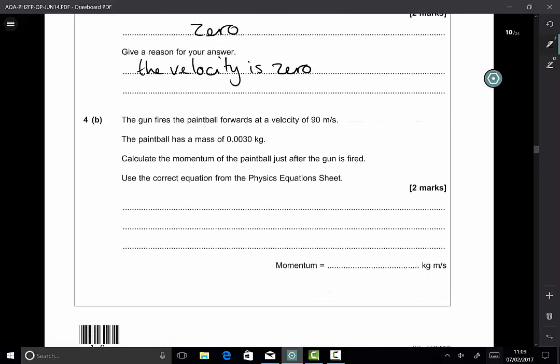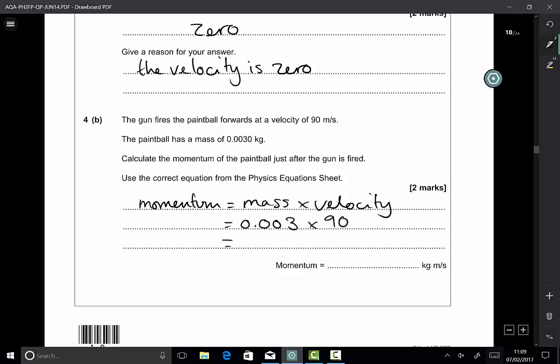Okay, the gun fires the paintball forwards at a velocity of 90 meters per second and the paintball has a mass of 0.003 kilograms. Calculate the momentum of the paintball just after it's fired. So we've already looked at this equation. It tells us that momentum equals mass times velocity. So 0.003 times 90. 0.003 times 90 in my calculator gives me 0.27.